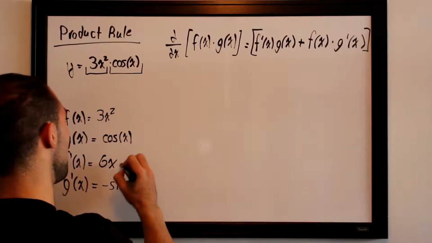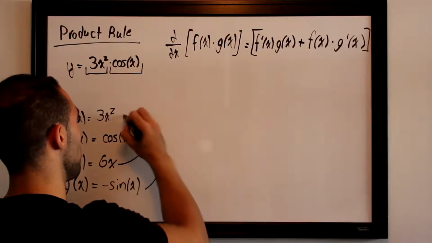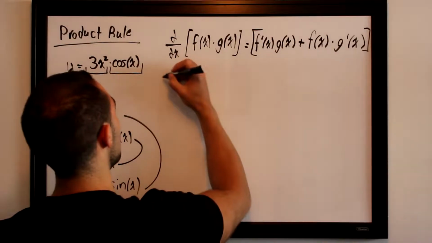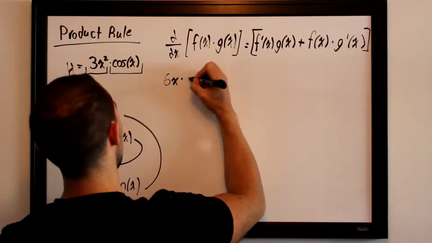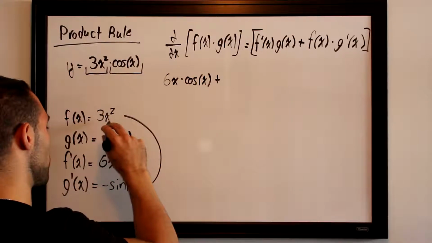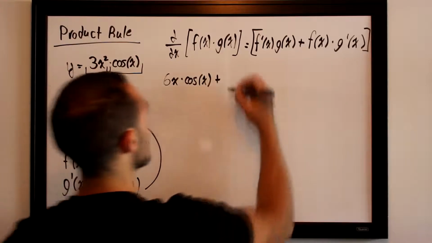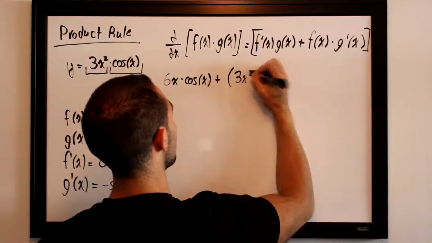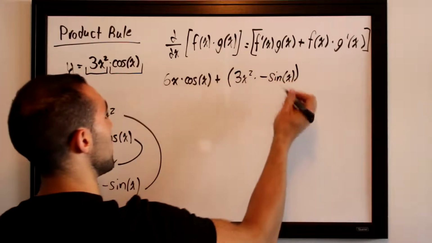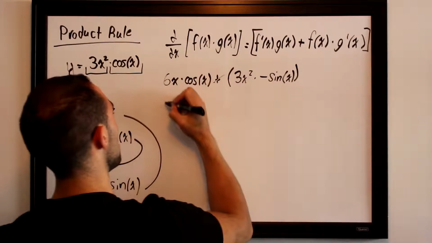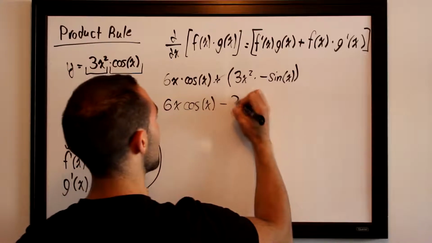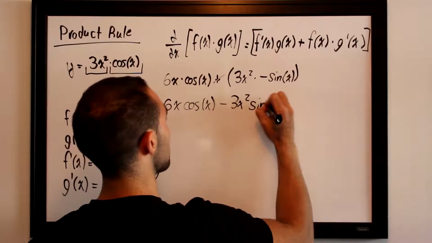Now it's just a matter of joining f prime with g and f with g prime, multiplying them out and then adding them up. So f prime times g will be 6x times cosine of x, and then we will add on 3x squared times negative sine of x. Because this will end up being a negative, we can simply kill this positive and make it a negative instead.